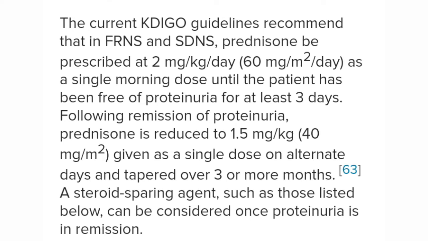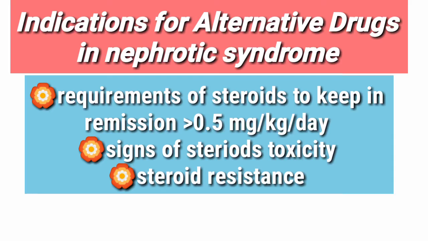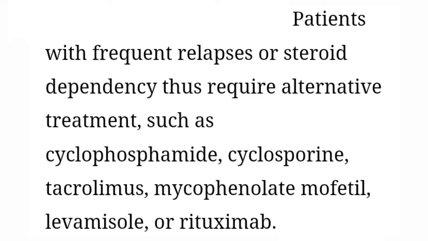Usually the low dose is defined as a dose that is less than 0.5 mg per kg per day. At this dose, usually we don't get steroid side effects. If we get relapses even on maintaining that low dose, or we get steroid side effects, then we have to go for alternate therapy. Frequent relapser or steroid dependent patients thus require alternate therapy. The alternate therapies are cyclophosphamide, calcineurin inhibitors like cyclosporine and tacrolimus, mycophenolate mofetil, levamisole, and rituximab.